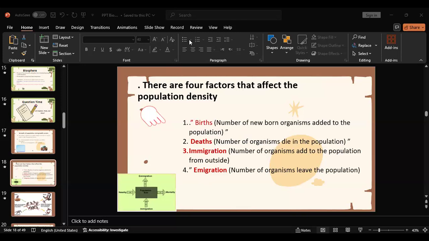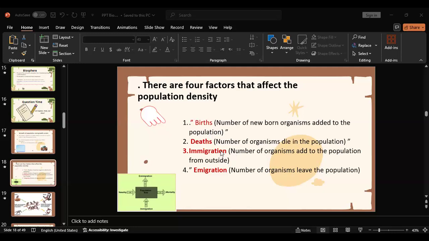Death means, right? Death means, what is that? When you take a certain area, the number of organisms belonging to the species that die or lose their life within a certain time period, you know that the population density will be low, right? So this one also affects the population density.